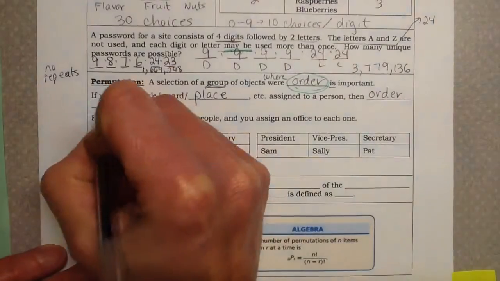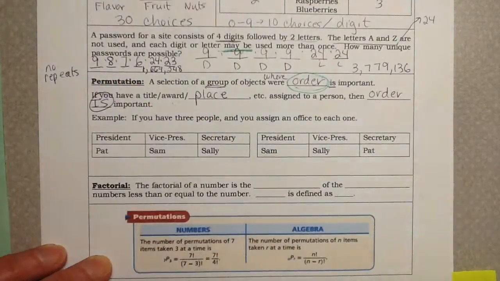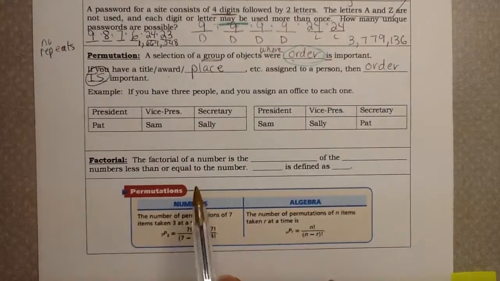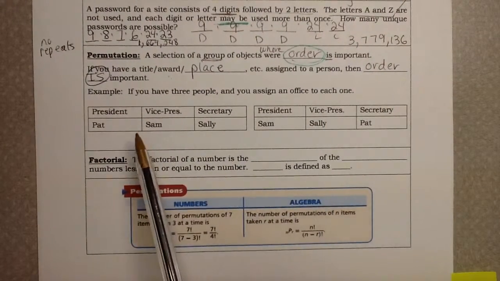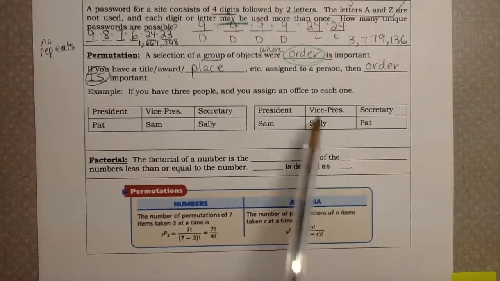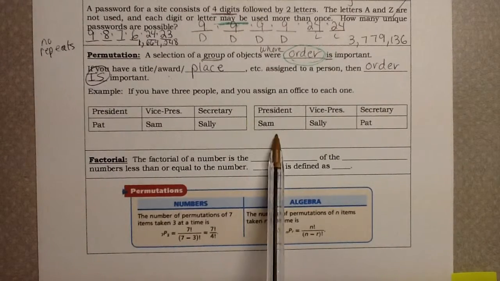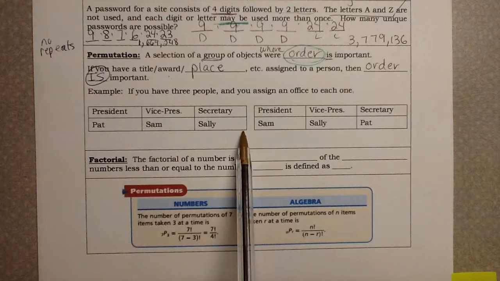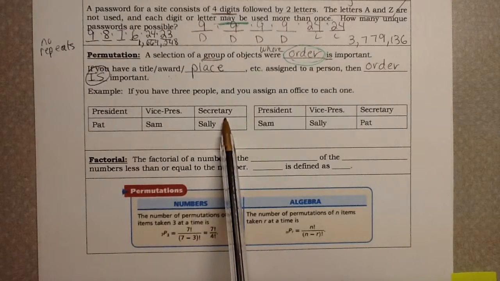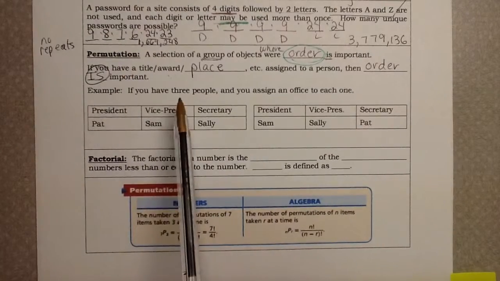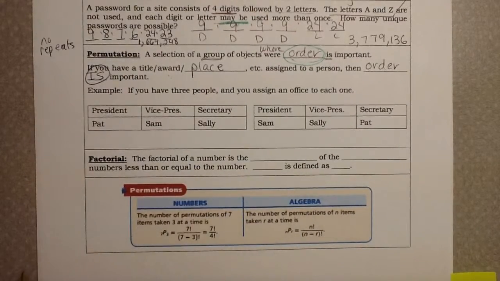So for example, if I have 3 people and I assign an office to each one, and then I switch the people up again, so here Pat's the president, and here Sam's the president. So same 3 people, but I'm changing their title or their office, then I have a different group. So that's a permutation. You're switching them around and it results in something different.